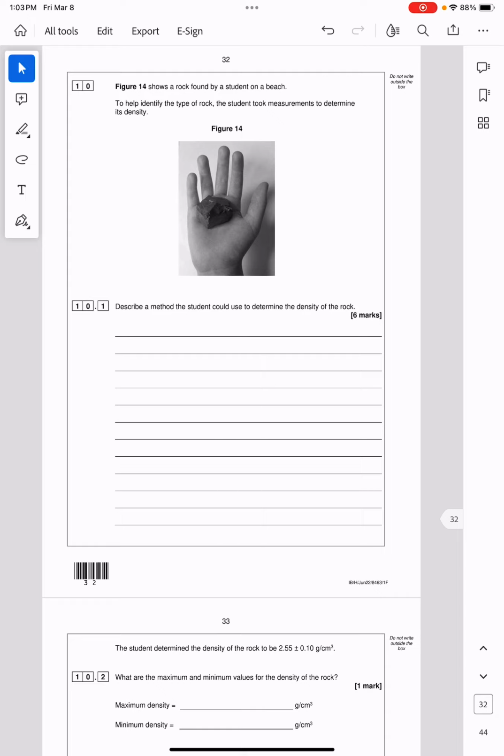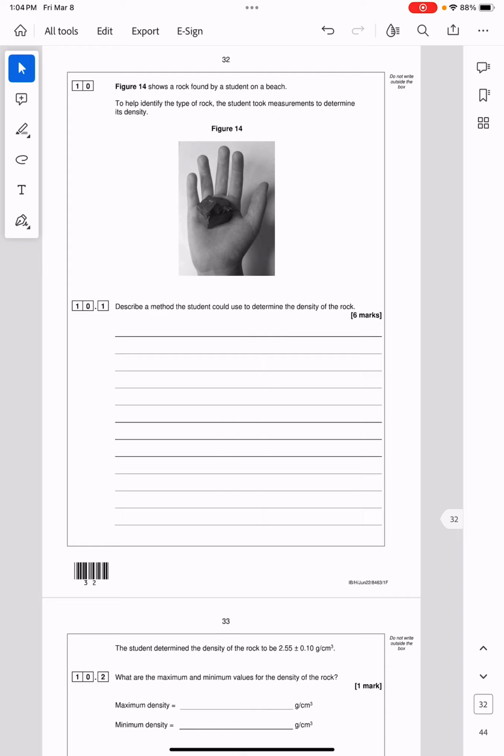This question is about a student who found a rock, and this student wants to know what this rock is, like what matter this rock is made of. And he has a way to know that, which is if he knows the density, then he will figure out what type of rock it is. But how to know the density? This is the question. How would we be able to know the rock density?